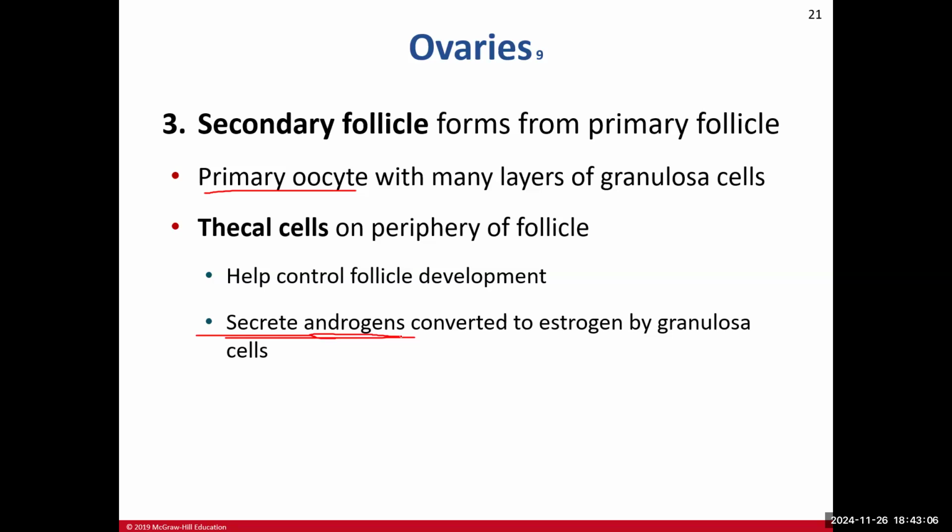And then the granulosa cells, which are in close proximity to the thecal cells, convert those androgens into estrogen, which is going to help continue on with what we call follicular development. Okay, it's almost going to be autocrine, which is going to help spur this process on. And then it's also going to be endocrine, which means that the estrogen is going to travel somewhere else and help, like I said before, maintain and promote the development of the uterine lining there.